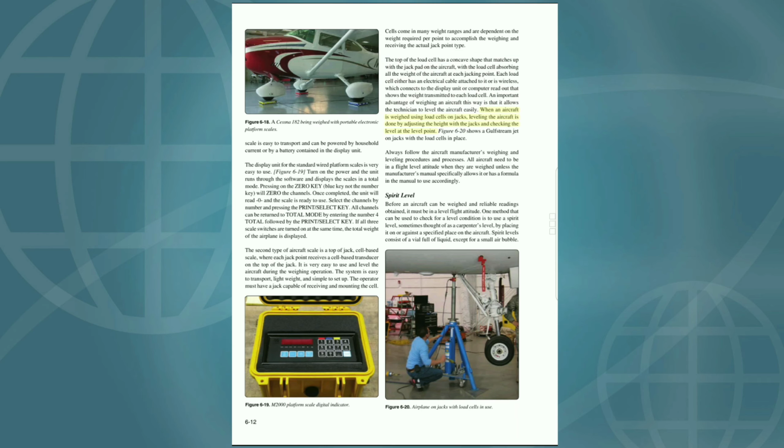When an aircraft is weighed using load cells on jacks, leveling the aircraft is done by adjusting the height with the jacks, and checking the level at the level point. Figure 6-20 shows a Gulfstream jet on jacks with the load cells in place. Always follow the aircraft manufacturer's weighing and leveling procedures and processes. All aircraft need to be in a flight level attitude when they are weighed unless the manufacturer's manual specifically allows it or has a formula in the manual to use accordingly.